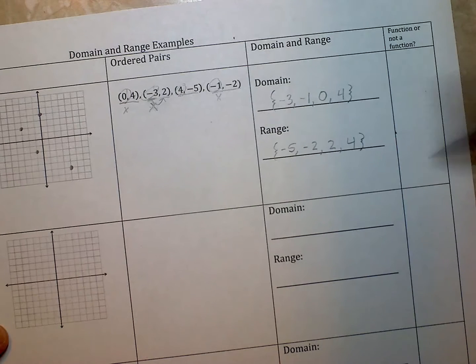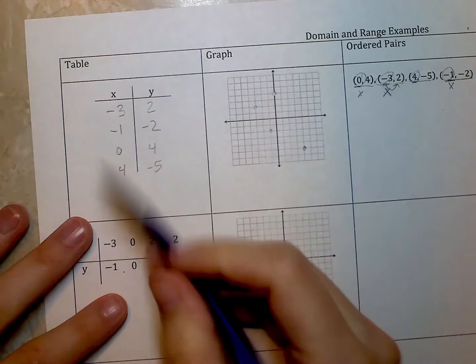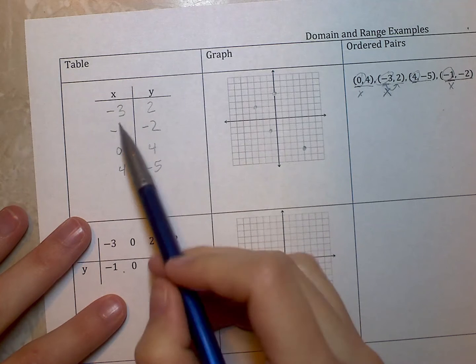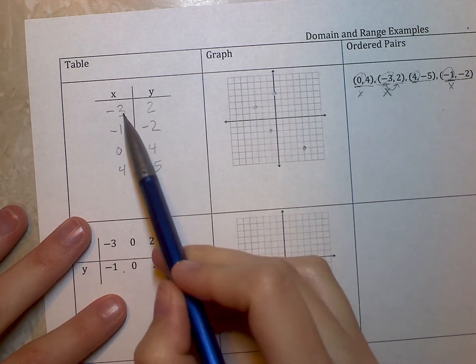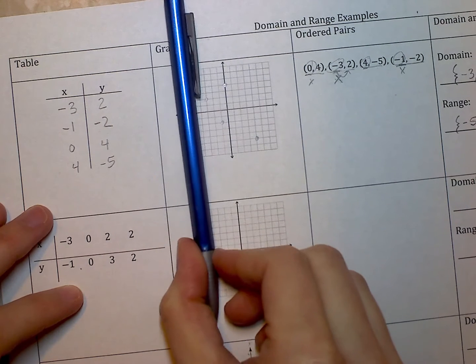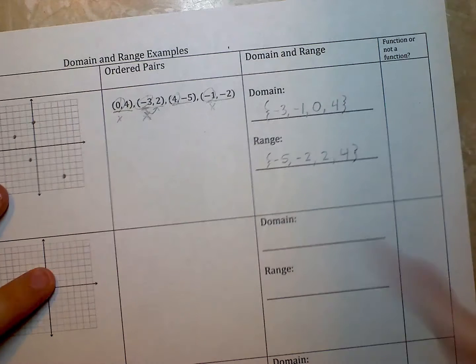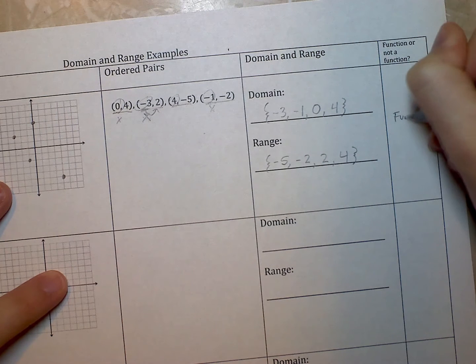And I need to ask myself, is this a function? There are lots of ways I could do that. I could look at the inputs and notice there are no repeats, so no input has more than one output, which tells me it's a function. I could also use the graph and the vertical line test, and see that no vertical line hits it more than once. Either way, that tells me it's a function.